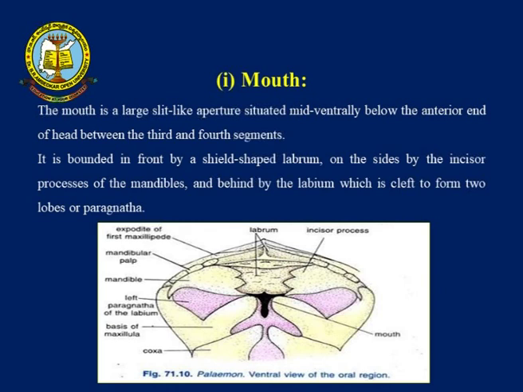Let us talk a little bit about the mouth. The mouth is a large slit. You have the labrum on top of the mouth. You have the mandibles on either side, which help in masticating the food and letting the food inside the mouth. Then you have the bases of the mandibles, the maxillula, and of course the coxa. The mouth opens into a very short opening.